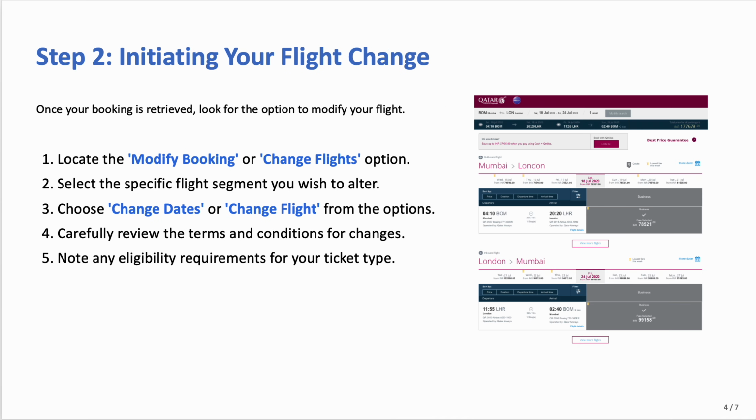After that, initiate your flight changes. Once your booking is retrieved, look for the option to modify your flight, locate the Modify Flight or Change Flight option, and select the specified flight segment which you want to alter. Okay, choose Change Date and Change Flight. Okay, carefully review the terms and conditions for changes and note any eligibility requirements for your ticket type.